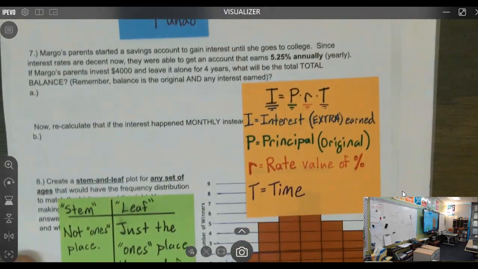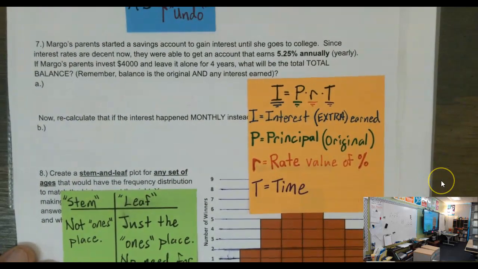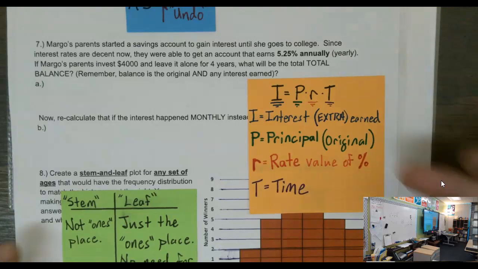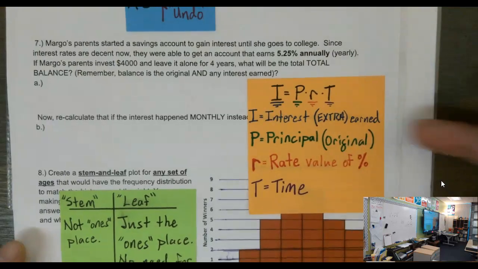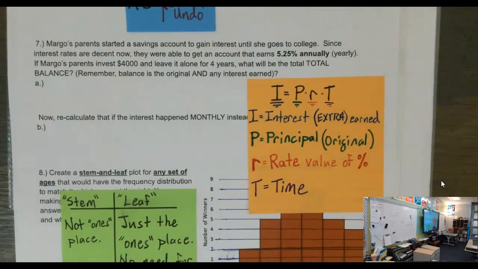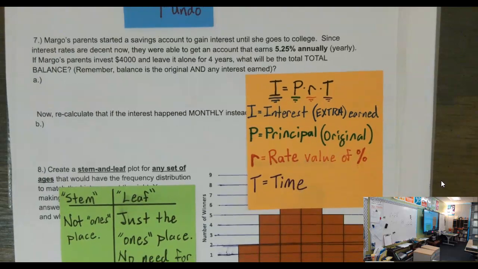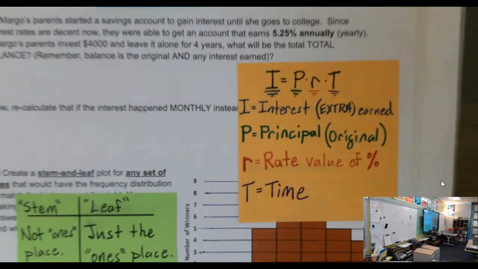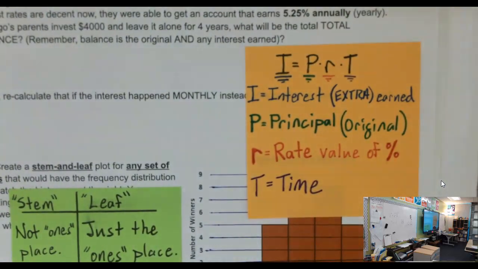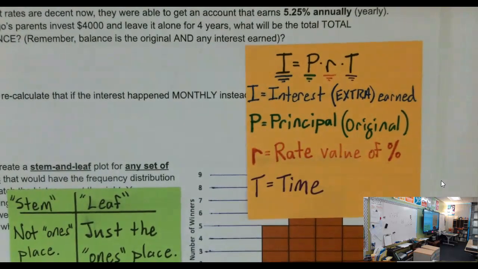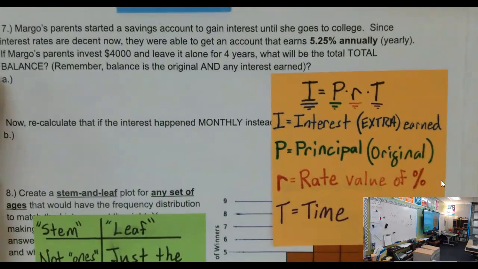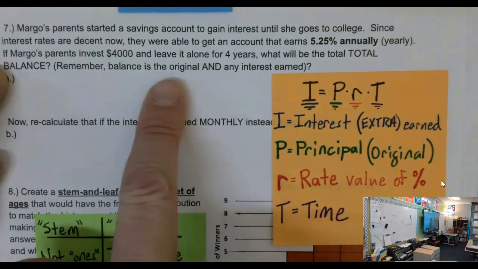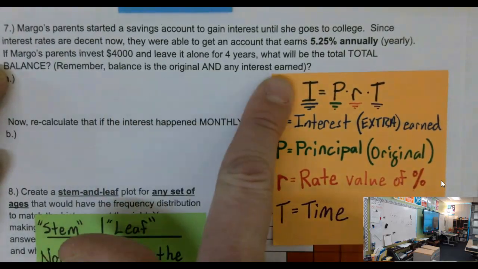Margot's interest problem. By the way, guys, you can be writing down anything you want right now. So if you need to write this down, you are welcome to, although it was also on Schoology and kind of in front of your face. I equals P times R times T. Interest. It's the extra, right? So that doesn't tell you the balance. It's the extra earned. So balance will need you to put things together.